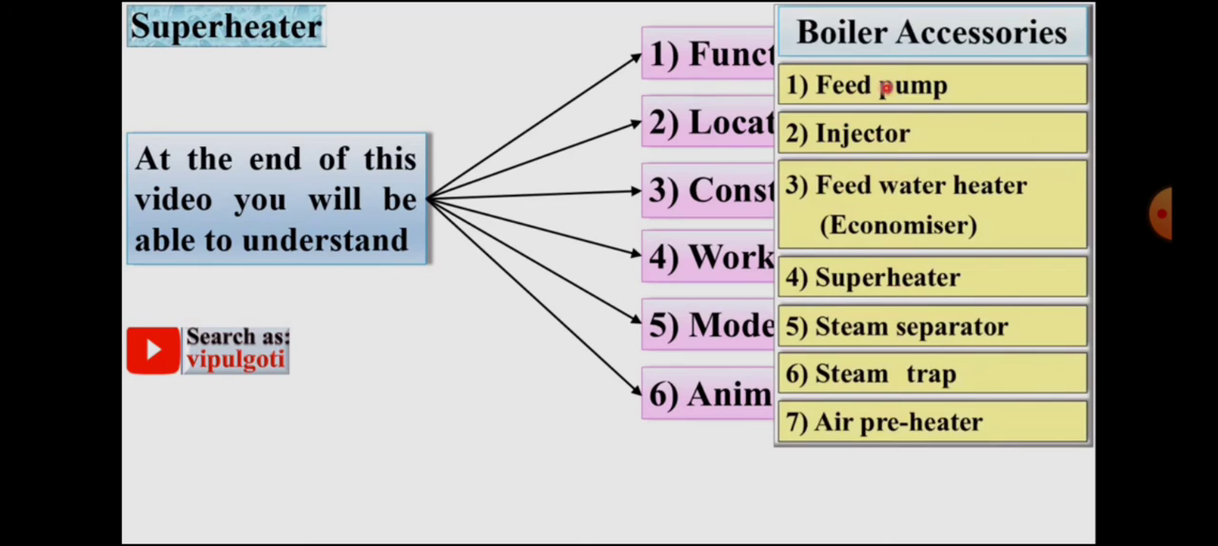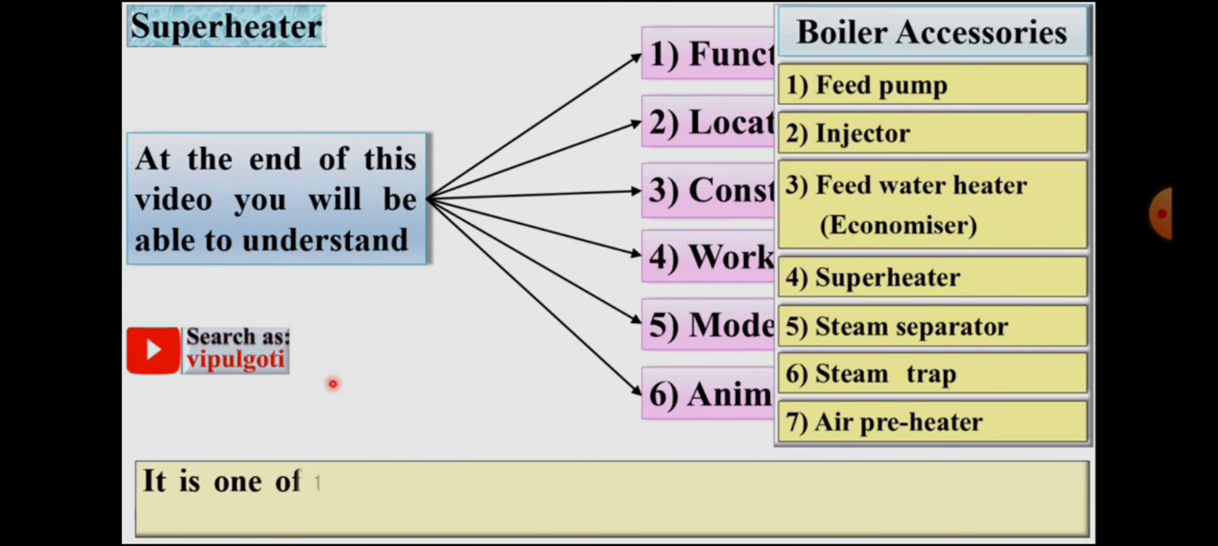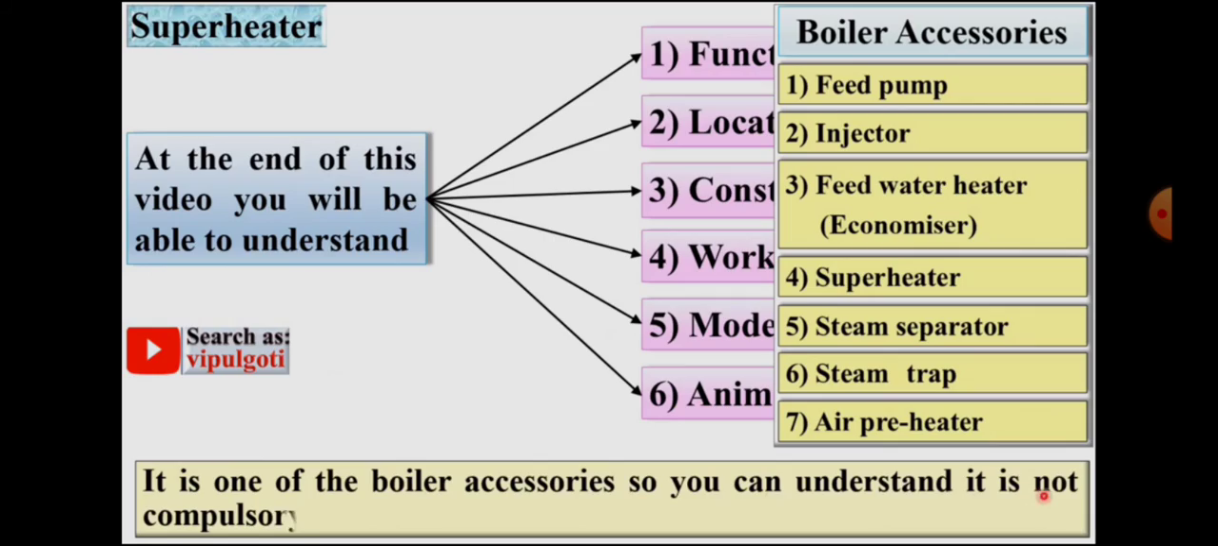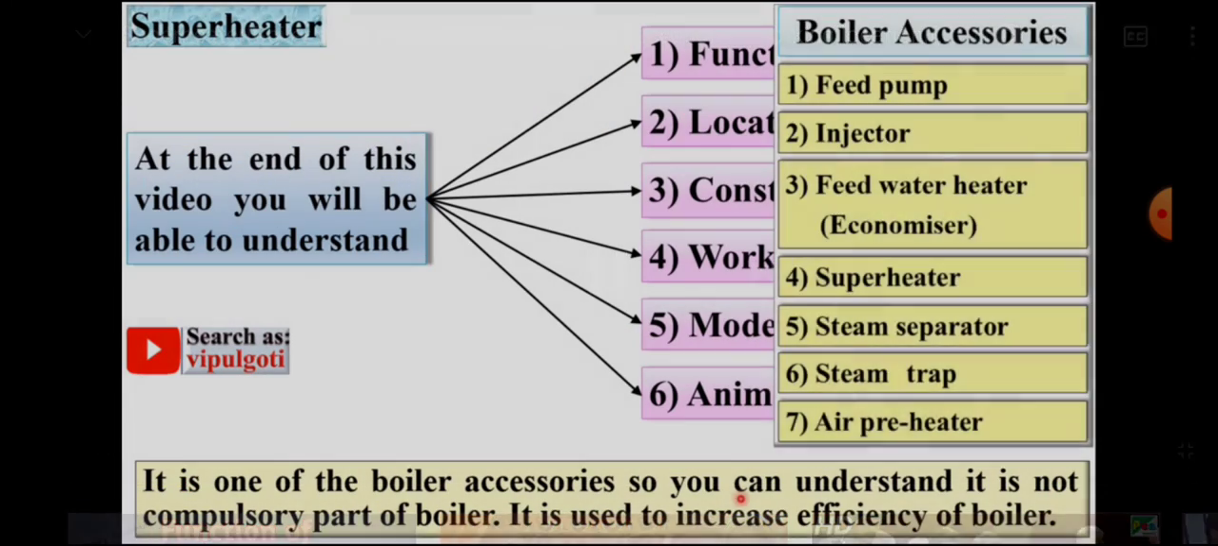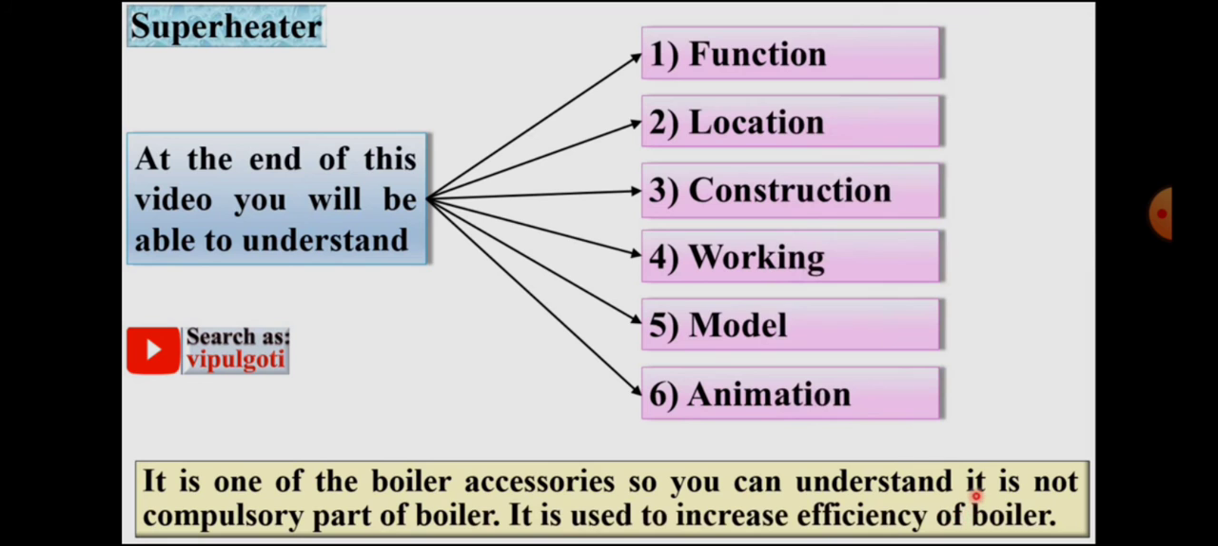These are the different boiler accessories, and superheater is one of the boiler accessories. It is not a compulsory part of the boiler, but it is used to increase the efficiency of the boiler.